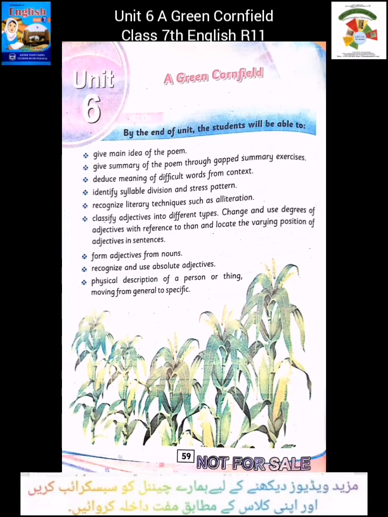Assalamu alaikum. So today we are going to start a new chapter, Unit 6, Green Cornfield. It's a poem written by Christina Rossetti. Christina Rossetti was an English poet. She wrote a variety of romantic, devotional and children's poems, and she was born in 1830 and she died in 1894. So this is also a poem of hers. So let's just get started.